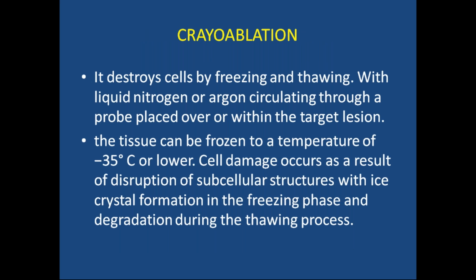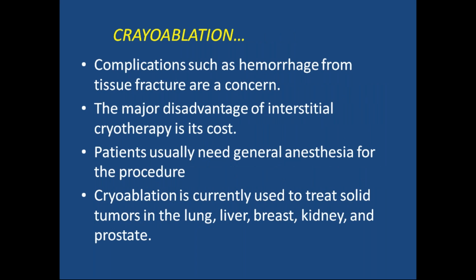Okay. So cryoablation is one of the advancements in dissection. It causes freezing and thawing, where liquid nitrogen is used, which causes minus 35 degrees centigrade or lower to damage the tissue. It causes freezing of the cell, causing degradation, and then the thawing process is done. Cryoablation is used in hemorrhages and tissue fractures, and a major disadvantage of interstitial cryotherapy is that it is not a cost-effective procedure. They need general anesthesia for this procedure. It is currently used to treat solid tumors of the lung, liver, breast, kidney, and prostate.